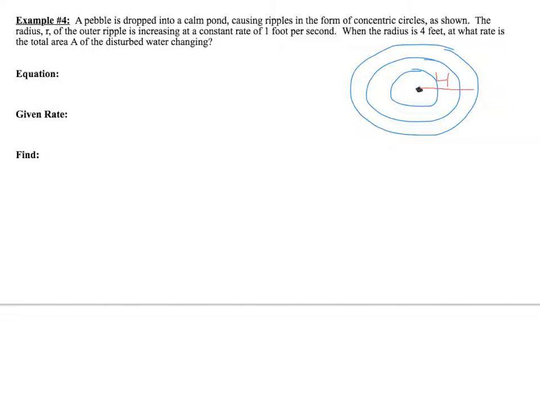So the equation that relates these things is A equals pi r squared, the area of a circle. I am given a rate. I am given the fact that the radius is increasing at a rate of 1 foot per second. So I know that dr dt is equal to 1, and I am trying to find dA dt. I'm trying to find the rate of change of the area, so dA dt, specifically when r is equal to 4.